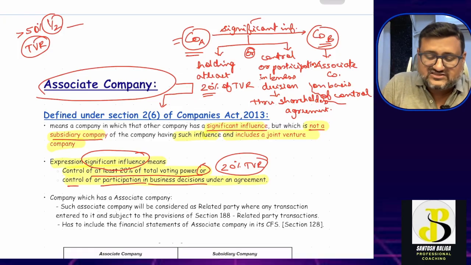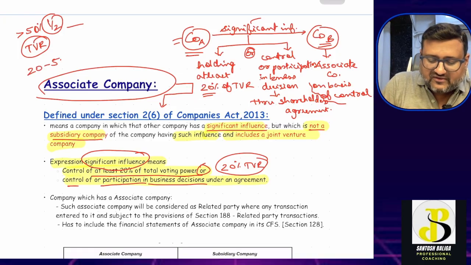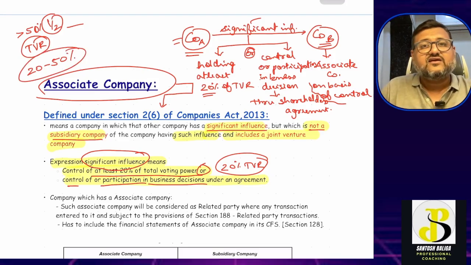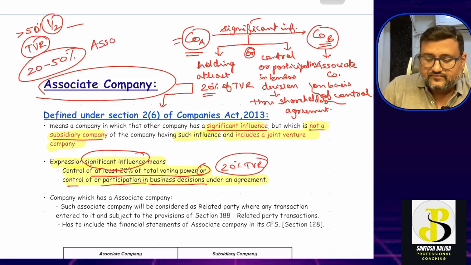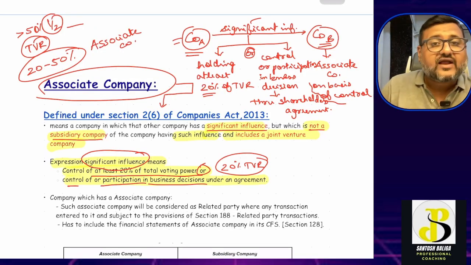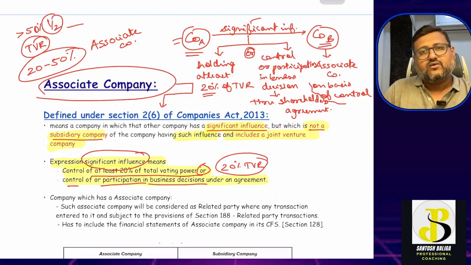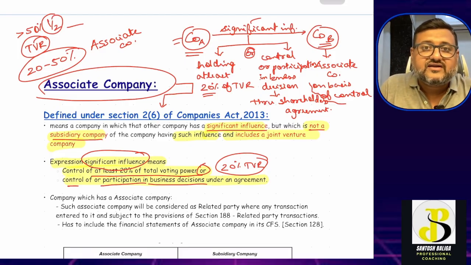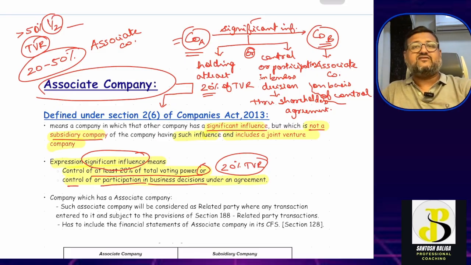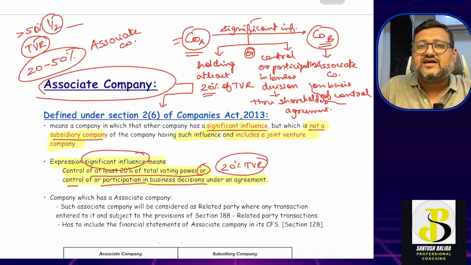But if a company has 20% to 50%, then in that case it will be called an associate company. So it has an influence over the company but does not have full control over the company. Okay, if it has more than 50%, then it has full control because a lot of ordinary decisions and board meeting decisions can be taken by such a group which has such kind of a stake in the company.